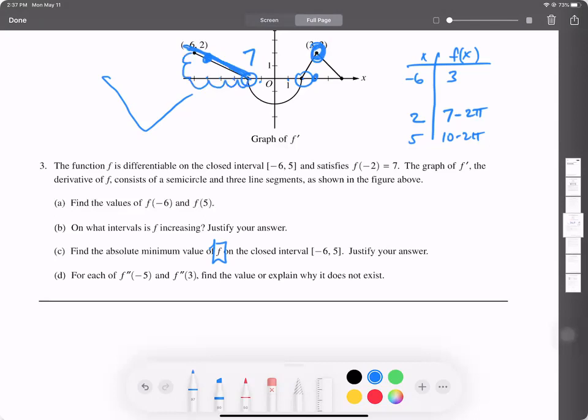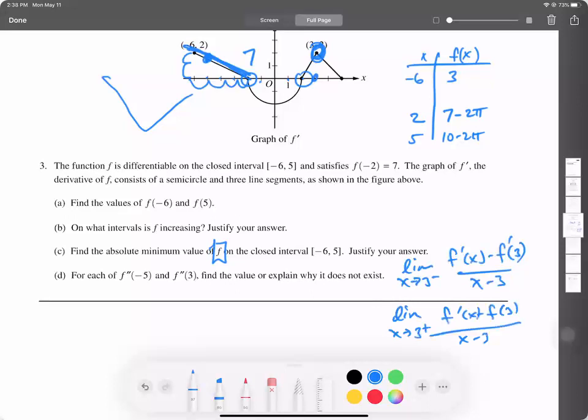So oftentimes what they'll do in the answer sheet, since the slopes don't exist, is say the limit as x approaches 3 from the left side of f prime of x minus f prime at 3 over x minus 3, versus the limit as x approaches 3 from the right side of f of x minus f prime of 3 over x minus 3. That's the slope equation. So the right slope equation and the left slope equation are not the same slope.